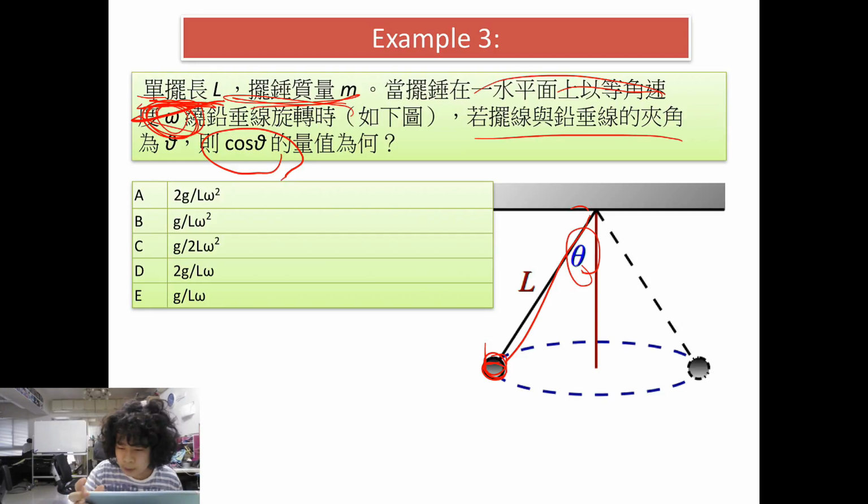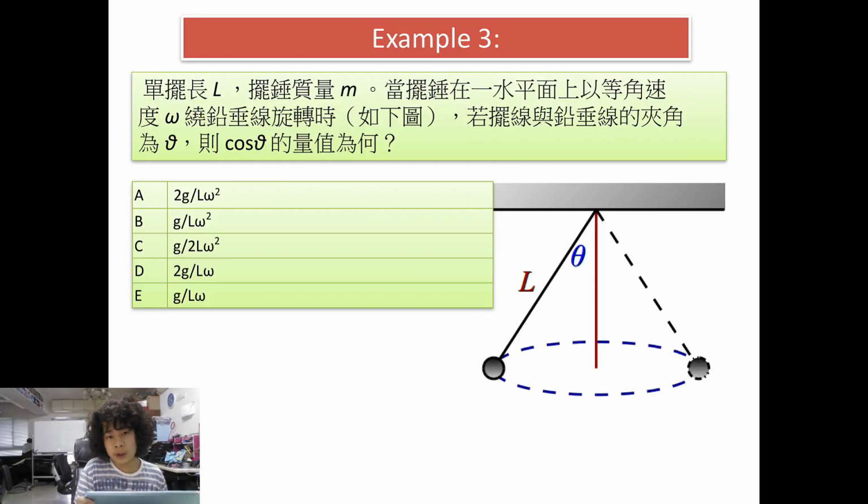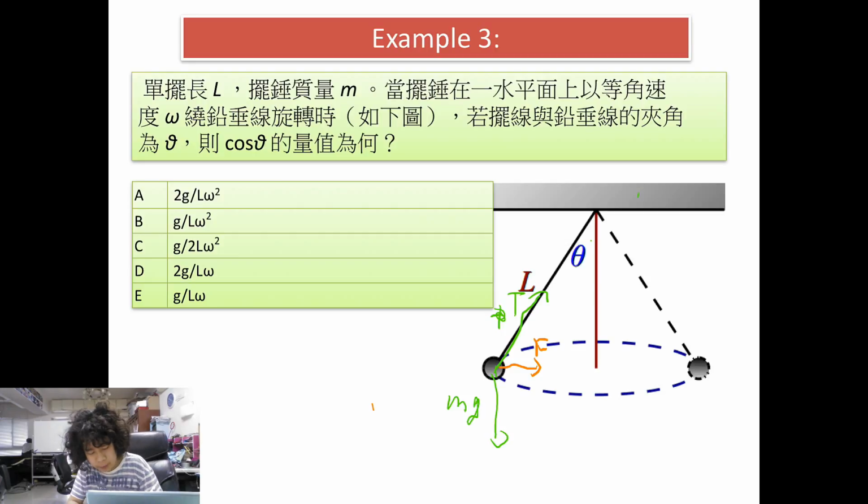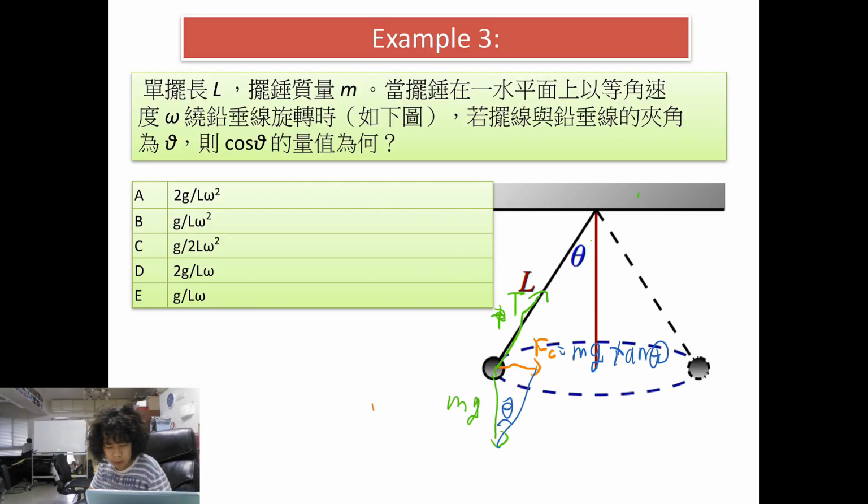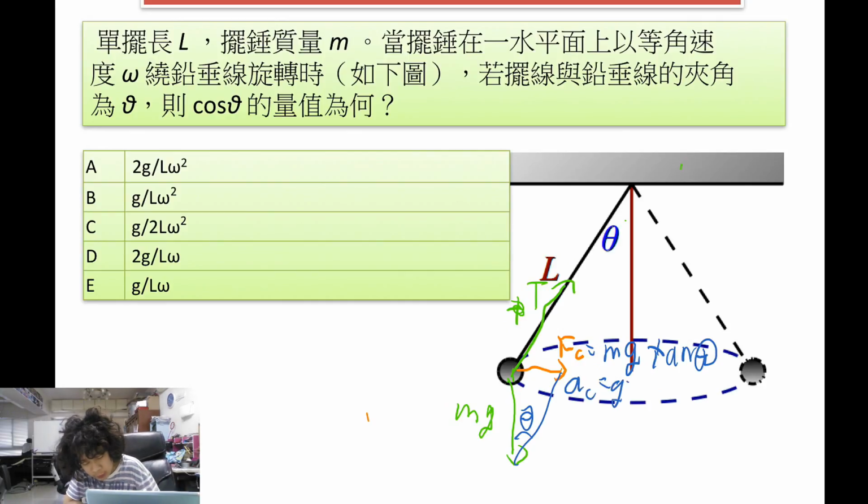First, you have to analyze the force. So let me change into green. When you see this picture, here it gets mg down, and this gets T. There are only two forces, but together they give the centripetal force. With this angle theta, Fc equals mg tangent theta. In other words, Ac equals g tangent theta.